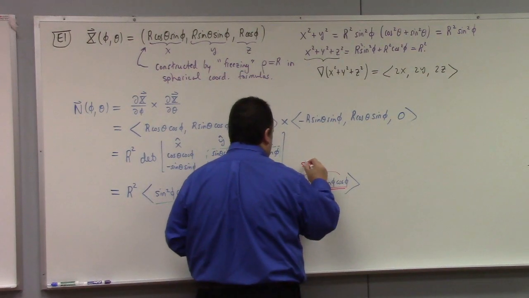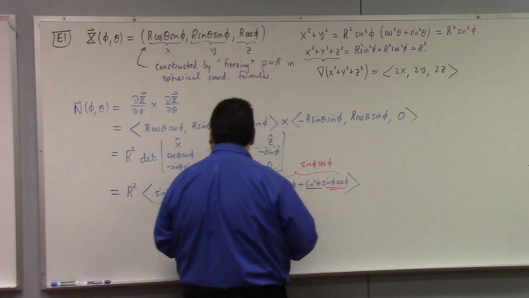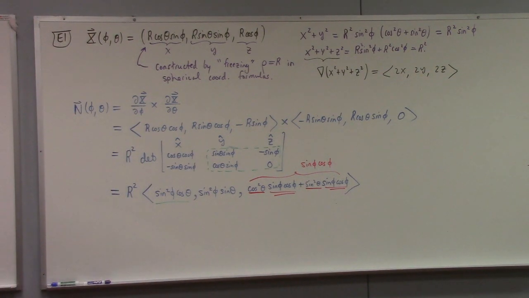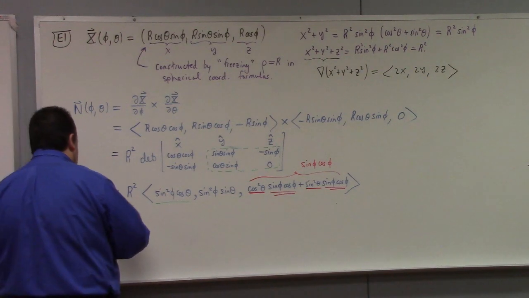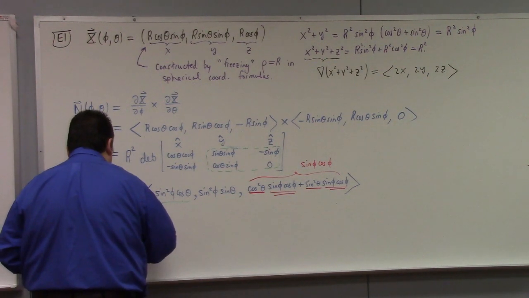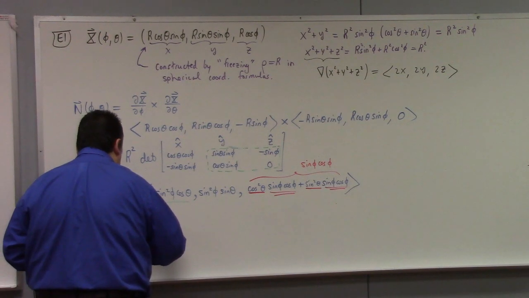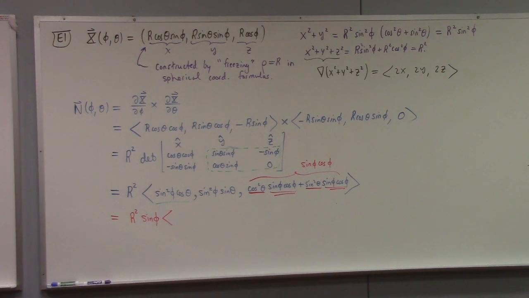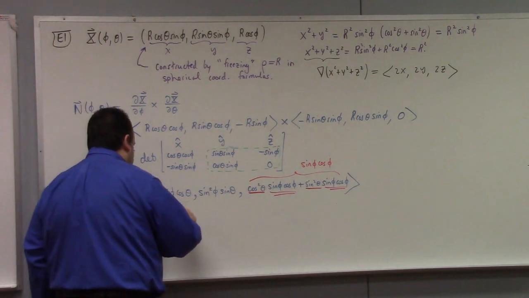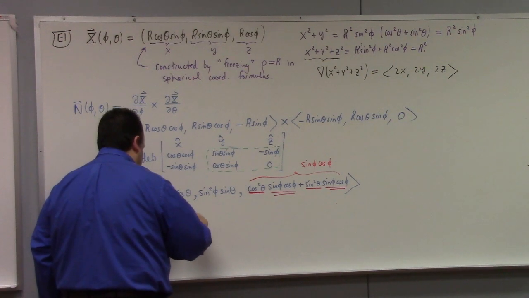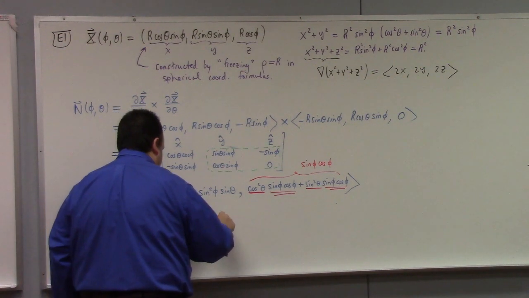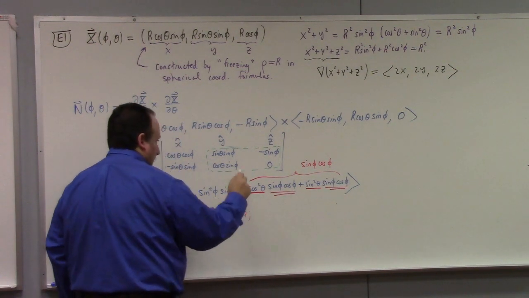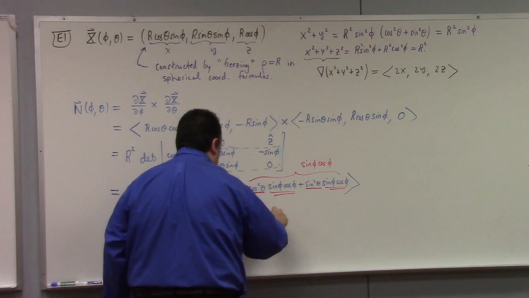And then what's common then? Well, yeah, we've got a common sine phi across the board here, right? We could factor that out. We might as well do that. So we got r squared sine phi, all right, times what vector? Well, what's left is cosine theta sine phi, sine theta sine phi, and then over here just cosine phi.